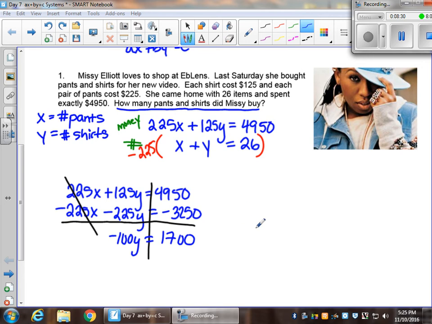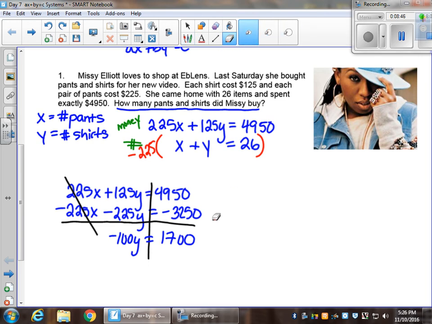I just paused the video for a second because I realized I made a calculator mistake. Did anybody find it? It was when I did negative 225, so 225 times 26 should be 5,850. See, teachers make mistakes too. So this is negative 5,850.